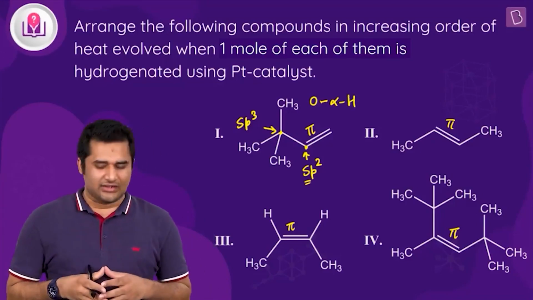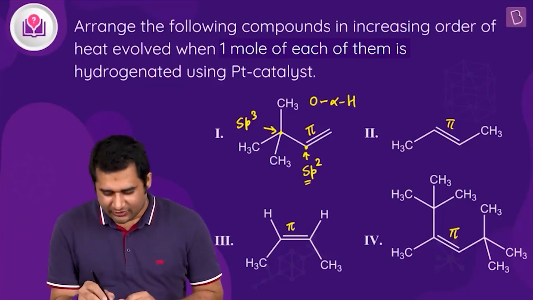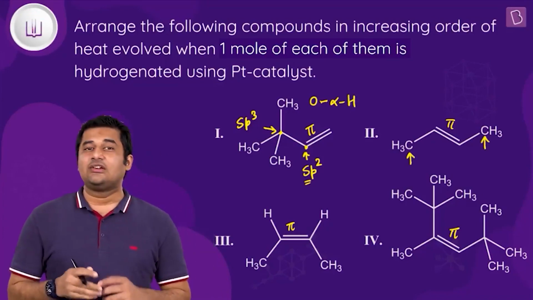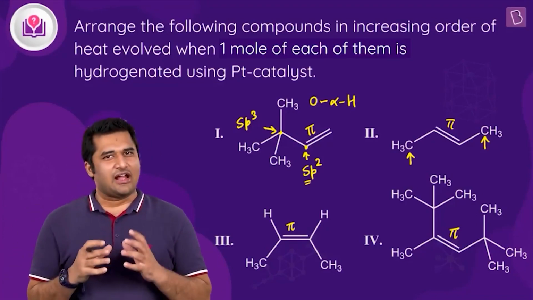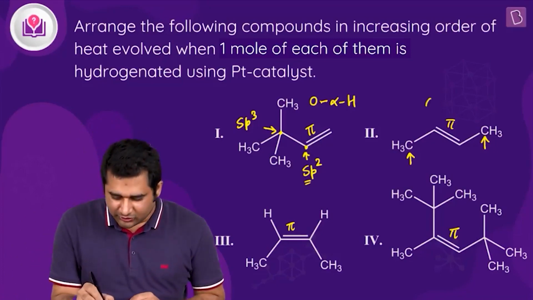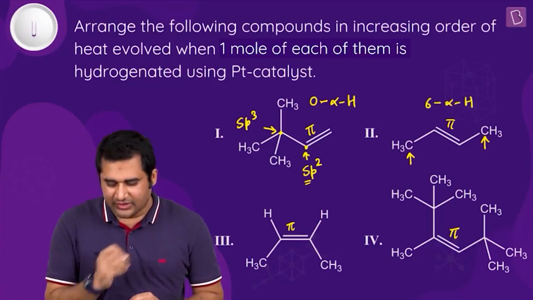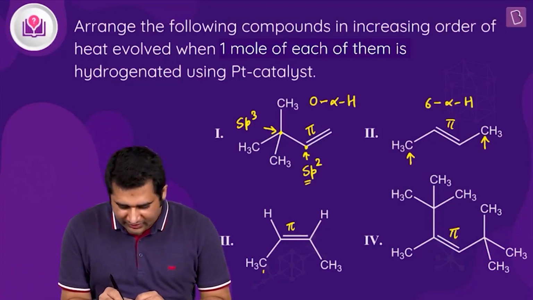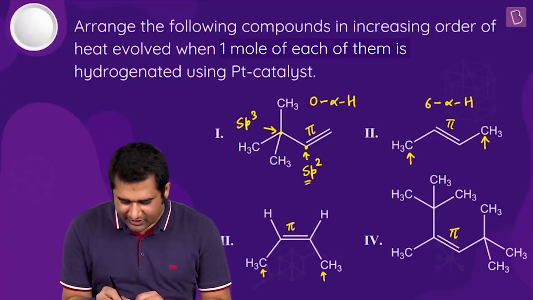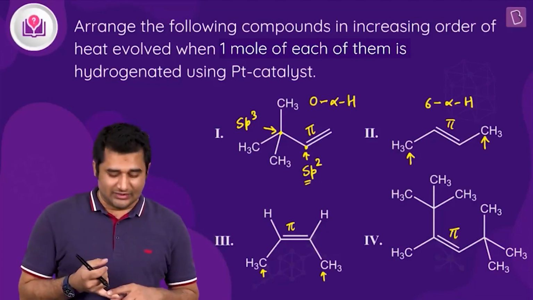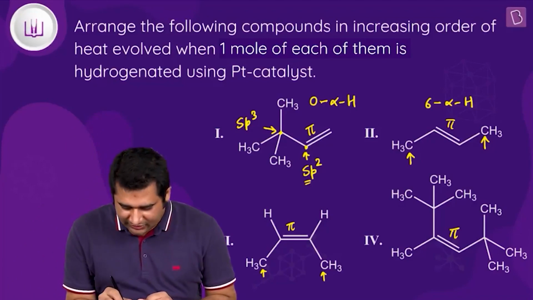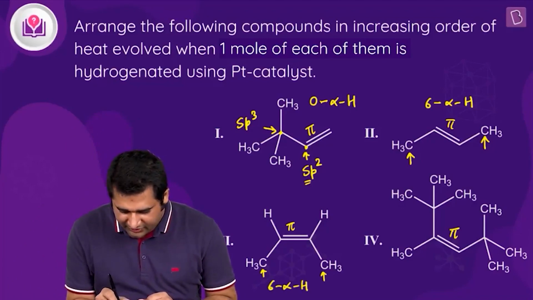Similarly, let's look at the second compound. Now you can see in the second compound these are the alpha carbons, and on each of the alpha carbons we have 3 hydrogens, that means a total of 6 alpha hydrogens in compound 2. Now moving to compound 3, again we have 2 alpha carbons, and on the alpha carbon we have 3 hydrogens each. So in this case also we have 6 alpha hydrogens.